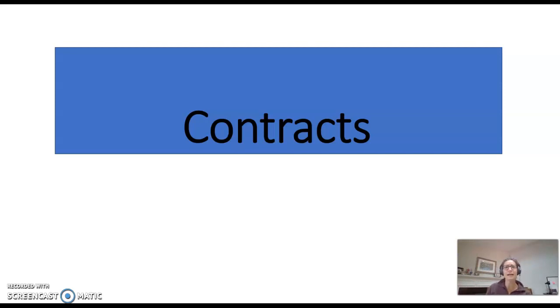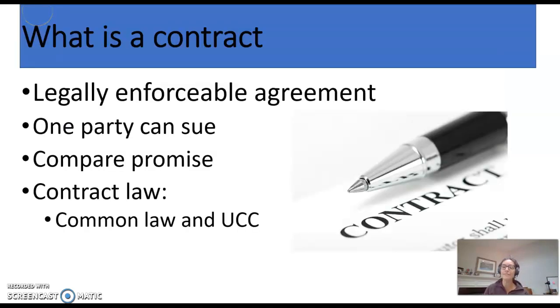What we're going to focus on in this first week of contract law is exactly what is a contract and why is that so important in the law. And in doing that, we're going to talk about what makes a contract enforceable. So with that, I'm going to turn to a definition of a contract. A definition of a contract is a legally enforceable agreement.